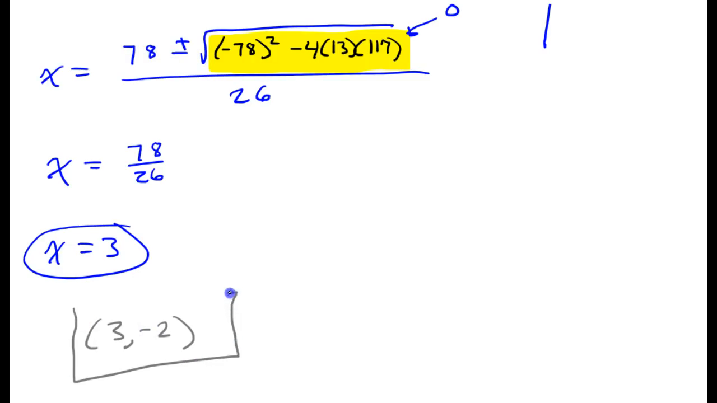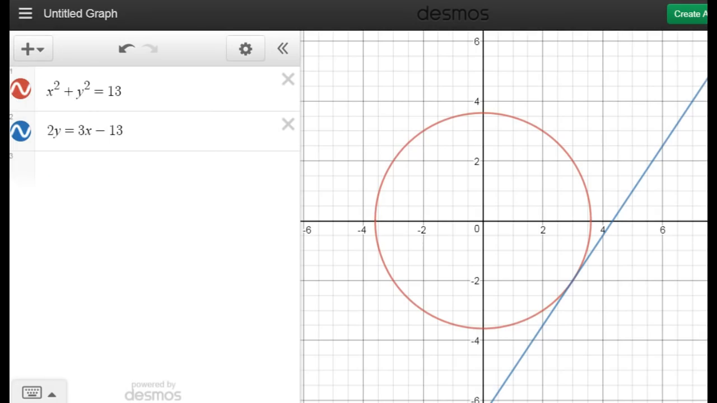This is the final answer. Alright, let's take a look at Desmos and see how the intersection of this line and the circle came out to be a single point. Boom! Check it out. You got the red circle, the blue line, and the intersection point is right here. Alright, for some reason it won't show the intersection point like it normally does, but it is here at 3 comma negative 2. That is clearly where the two meet.